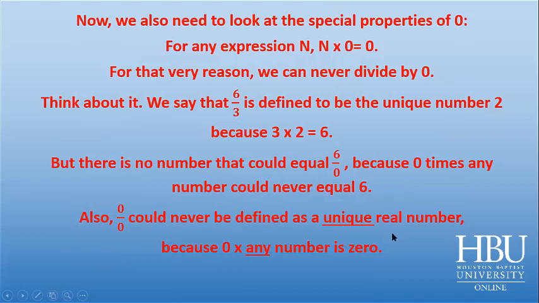Why, you ask? Well, think about it. We say that 6 divided by 3 is defined to be the unique number 2 because 3 times 2 is 6. But there's no number that could equal 6 divided by 0 because 0 times any number could never equal 6. 0 times any number is 0. Also, 0 divided by 0 could never be defined as a unique real number because 0 times any number is 0.